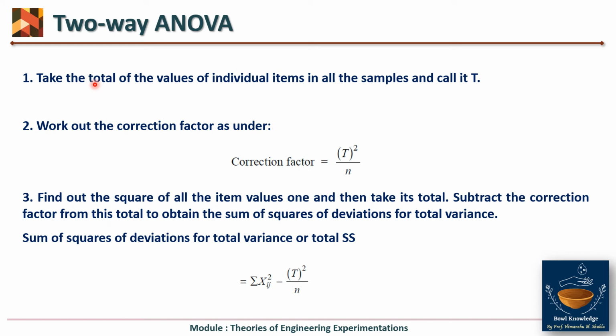What is the correction factor? It is the square of T, that is T square upon N. What is N? Total number of items. Now step number 3 is to find out the square of all item values, take its total and subtract the correction factor, which is called the residual. So square of all the values, यहाँ पे जो T है that is sum of all the values, and this is sum of square of all the values.